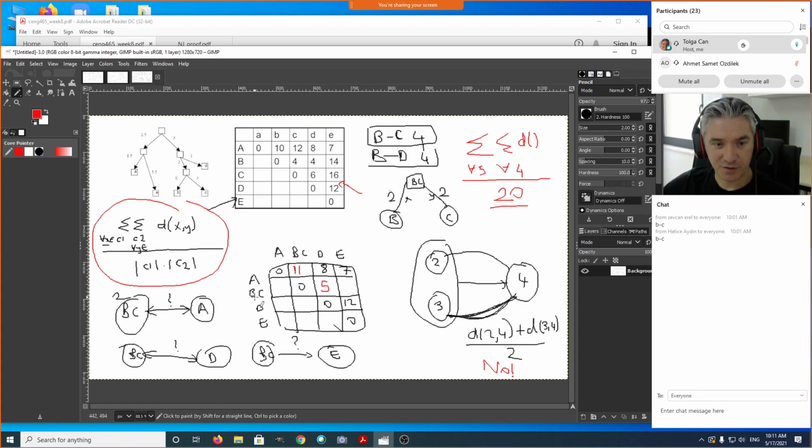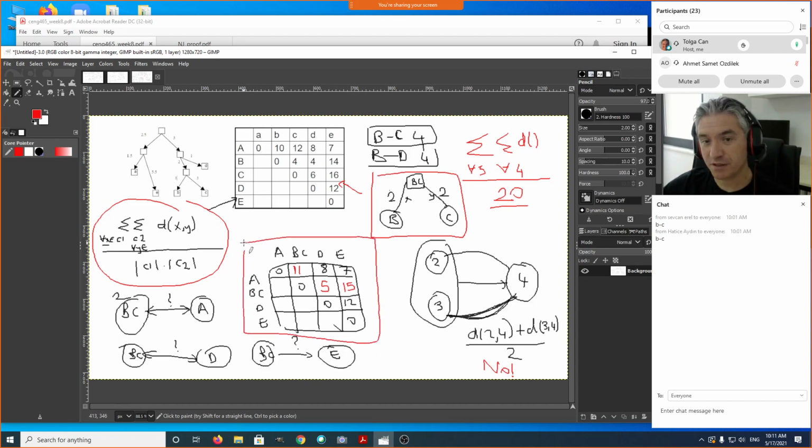and the distance of BC and E, 14 and 16. Again, sum them up, 30, divide by 2, 15. So at this point, I'm finished with this current tree and this current matrix, the first iteration. This is how my tree looks at the moment. By the way, at some intermediate iteration, you may not have a single tree, but a forest, which means that your tree may not be connected.